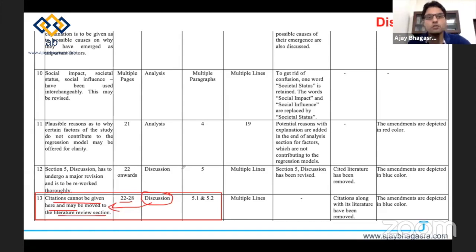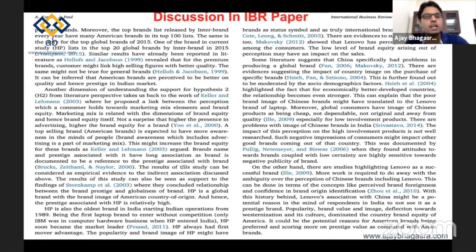I'm giving you the discussion section of my IBR paper, International Business Review, which I have just shown you. Look at how many citations I have given. 1, 2. The things highlighted in blue are all the citations, all the references. Right? So if you do not do that, problem.